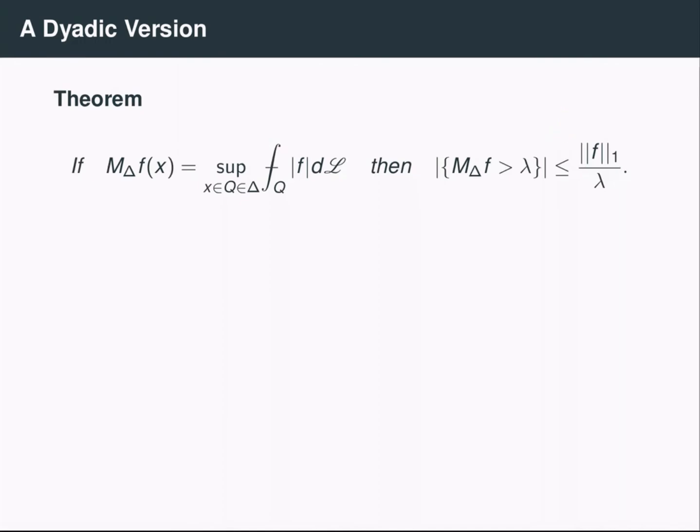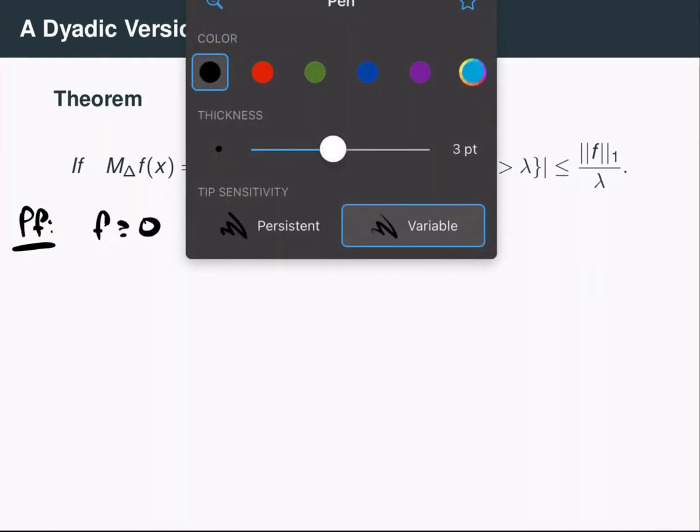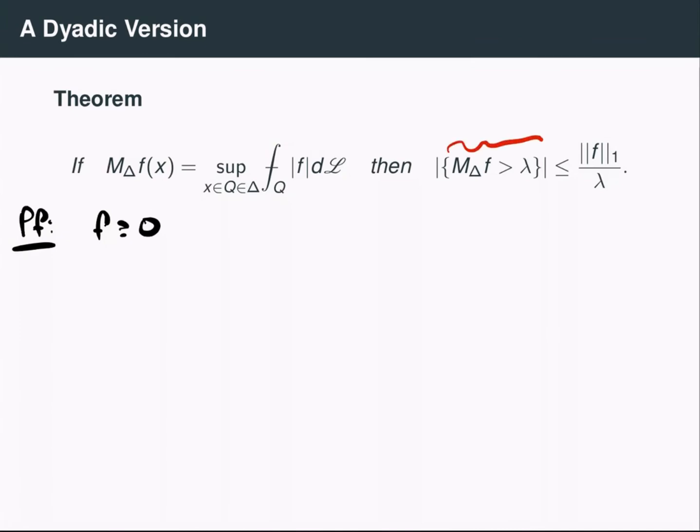Okay, so let's go through the proof. Let's fix some things first. First of all, I'm going to assume that f is non-negative without loss of generality. Also, I'm going to call this set here E sub lambda. So this is the set whose measure I want to estimate for a fixed positive lambda. Now, let curly Q denote the set of dyadic cubes for which the average of f over that cube is bigger than lambda.